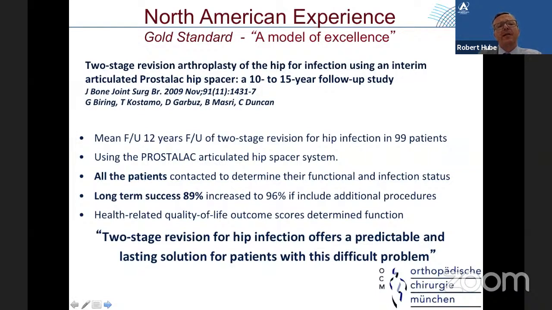From Vancouver, that is one of the classic papers: two-stage revision arthroplasty of the hip for infection using a prosthetic hip spacer. So on the hip side, a two-stage with a spacer. Long-term success 89%, and they concluded that two-stage revision for hip infection offers a predictable outcome for patients with this difficult problem. But on the other side, wait a second, sorry.